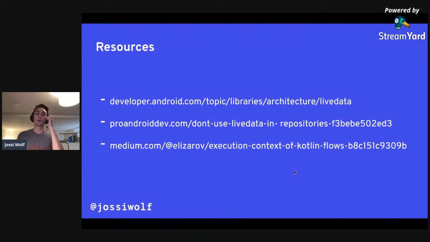Roman Elizarov also wrote a post on the execution context in Kotlin flows, which you can find under the last link. That basically looks at what we did with flows, which is for LiveData. The great thing is that when using flows, controlling execution context is a lot easier. I did not want to do a deep dive into that since this post does a very good job at it. I would definitely recommend using flow over LiveData for everything that's not touching Android things.